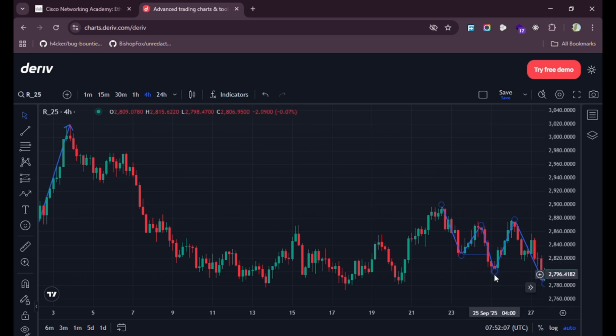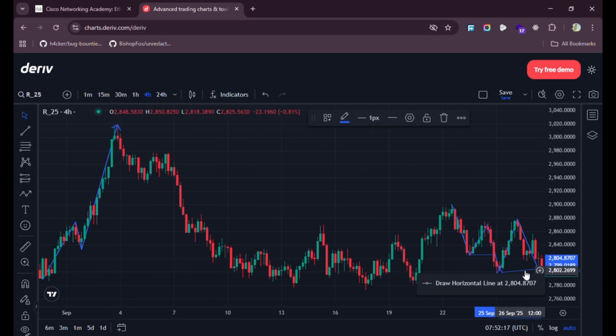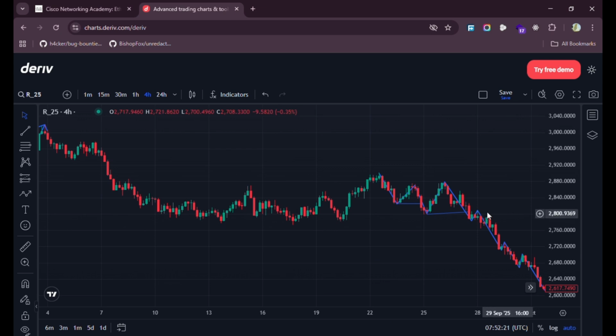But now, let me mark them first. It is mostly valid when the break of structure is taken out with a body. Yeah, as you can see, this is what we call break of structure, and the candlestick that took out this lower low did take it out with a body. Let me show you so that you may know the difference.